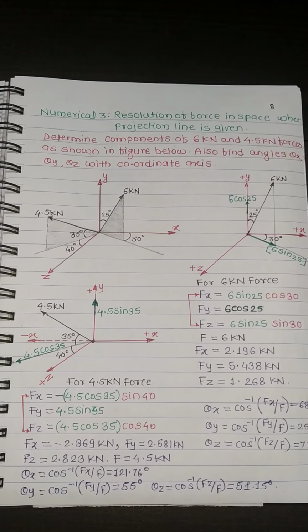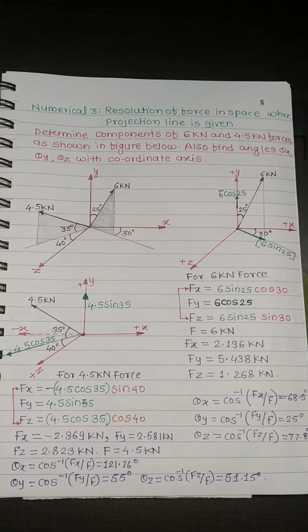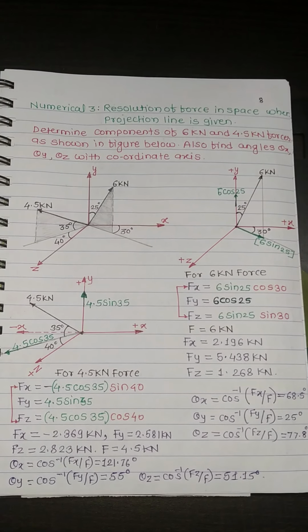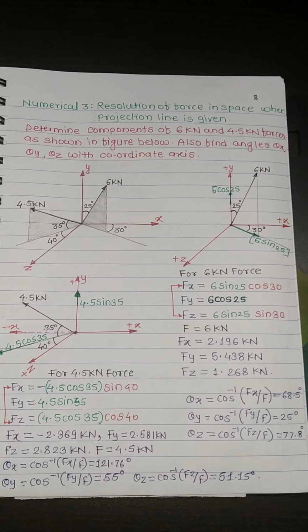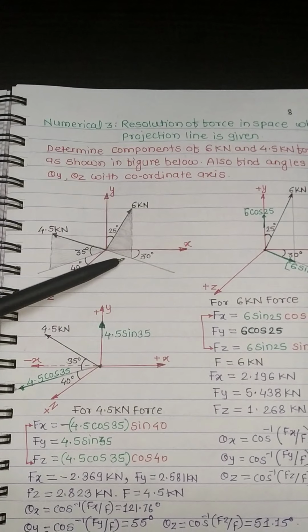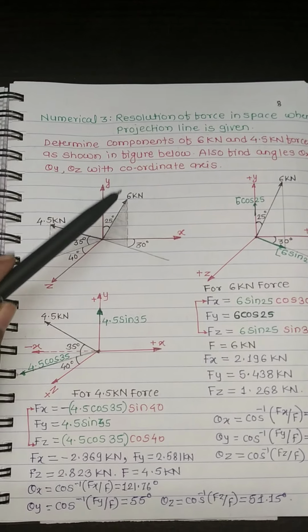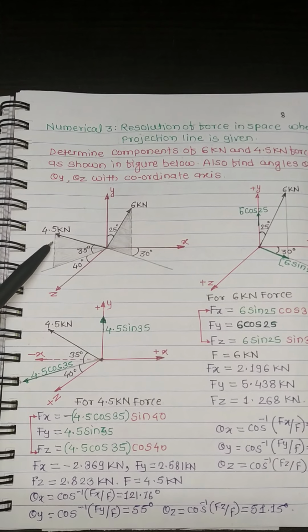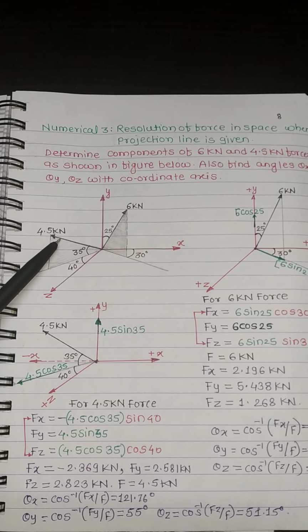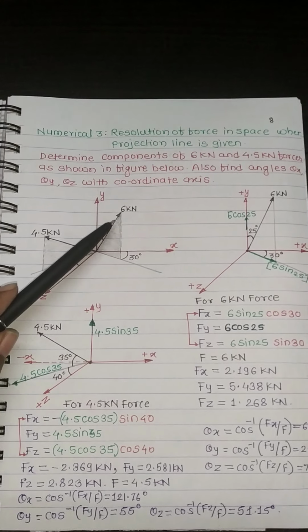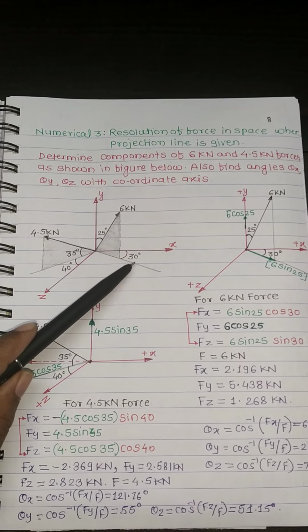Determine the components of 6 kN and 4.5 kN forces as shown in the figure below. Also find the angles theta x, theta y and theta z with the coordinate axes. In the figure, the 6 kN force is defined with a projection line, and the 4.5 kN force is also defined with a projection line. The angles are defined for the force and the projection line. The angle of the 6 kN force is defined with the y-axis and the projection line also.